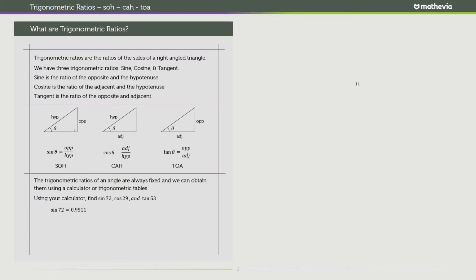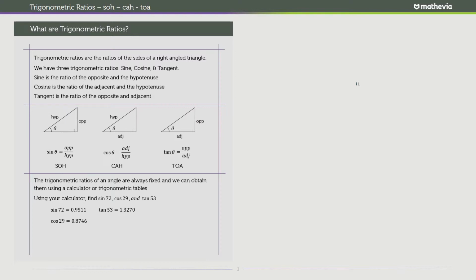The sine of 72 is 0.9511. If you go on your calculator and find the sine of 72, it gives you 0.9511. The cosine of 29 is 0.8746. If you find the cosine of 29 on your calculator, you should have 0.8746. Finally, the tangent of 53 should give you 1.3270.